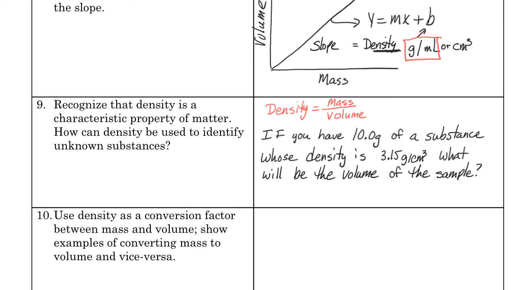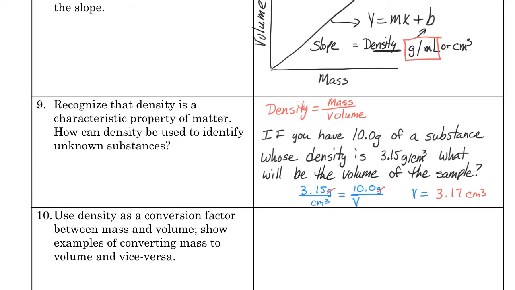All right, so here's a density question for you to try to solve. If you have 10.0 grams of a substance whose density is 3.15 grams per centimeter cubed, what will be the volume of the sample? Go ahead and stop the video and give it a try, and I'll show you the answer. All right, so what you should have gotten was 3.17 centimeters cubed. Basically, we're just solving for our unknown.